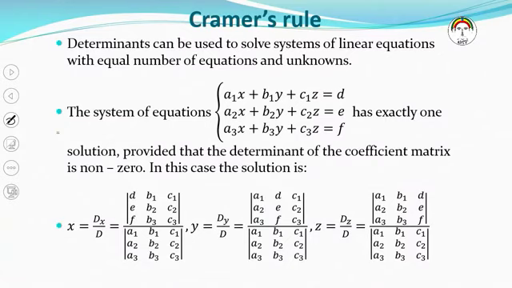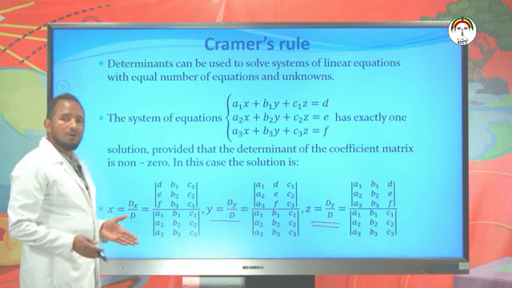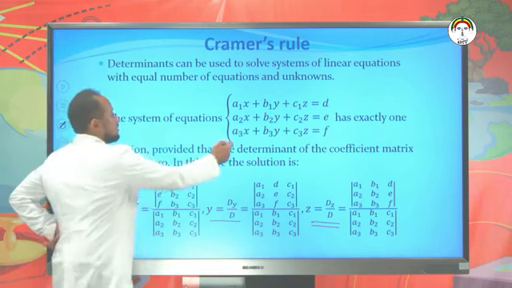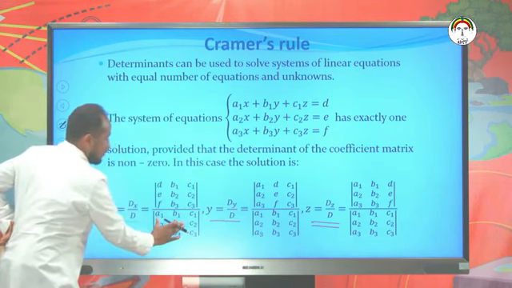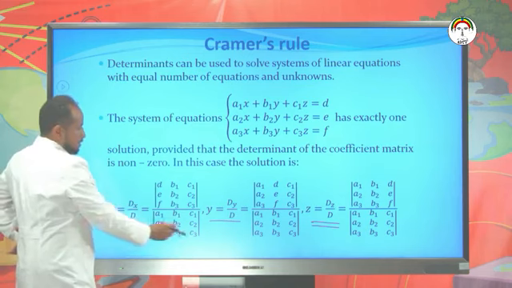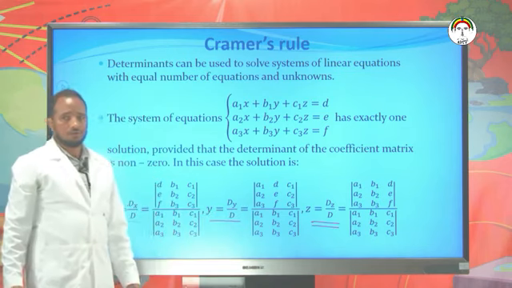Okay, so to solve for the value of x, you use this formula. x is equal to dx over d, y is equal to dy over d, and z is equal to dz over d. D means the determinant of the coefficient matrix. The coefficient matrix here is A1, A2, A3, B1, B2, B3, C1, C2, C3. The denominator is D for all. Therefore, D is the determinant of the coefficient matrix.